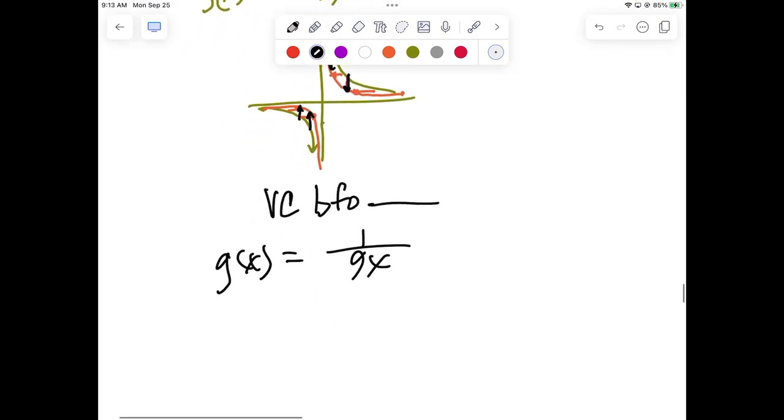1 over 9x is the same as 1 over 9 times 1 over x. Yes? Is that all we have to do? There's our a value. It's a 1/9, so we know that it's less than 1, so we know it's going to be a compression. But it's by a factor of what? 9. We flip it. There you go.